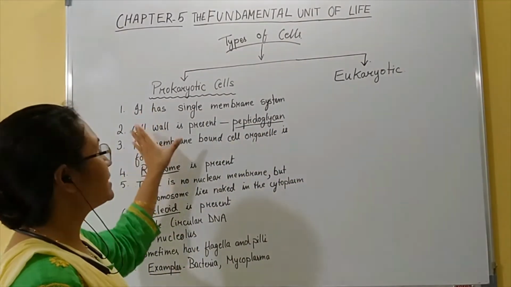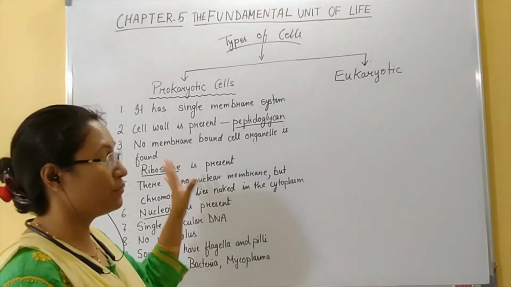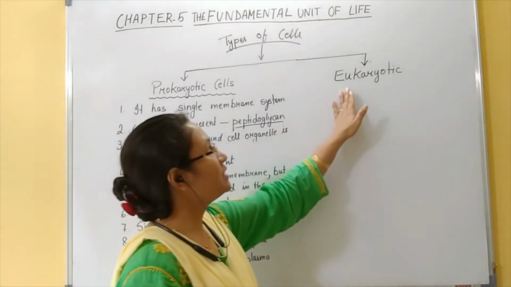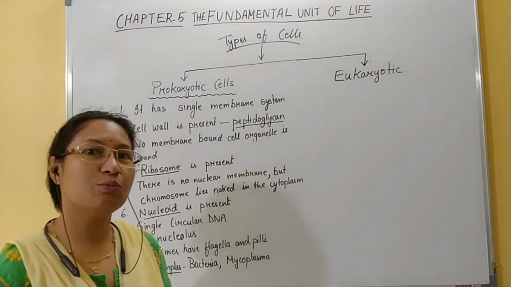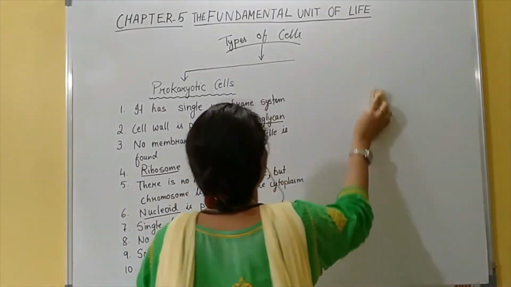Now the prokaryotic is a primitive kind of cell. We will know the reason why. And the eukaryotic cells are supposed to be the more advanced cells. So first let us discuss only the prokaryotic cell.